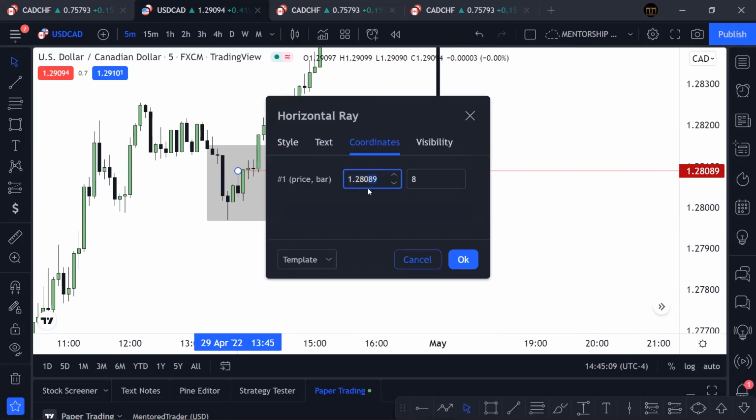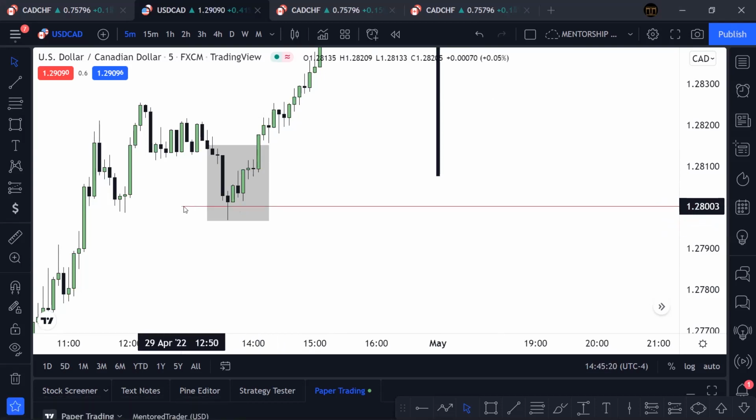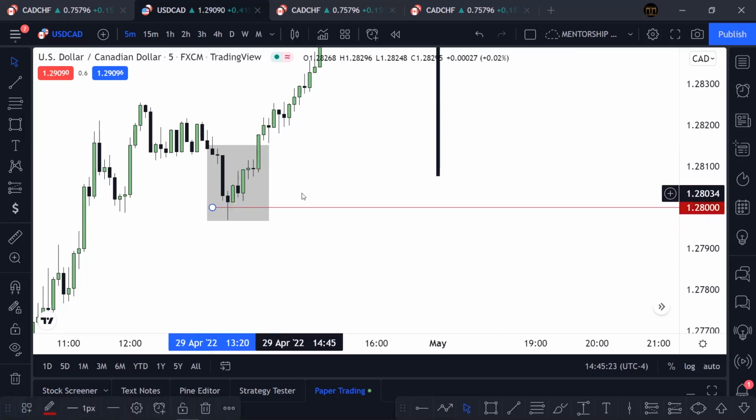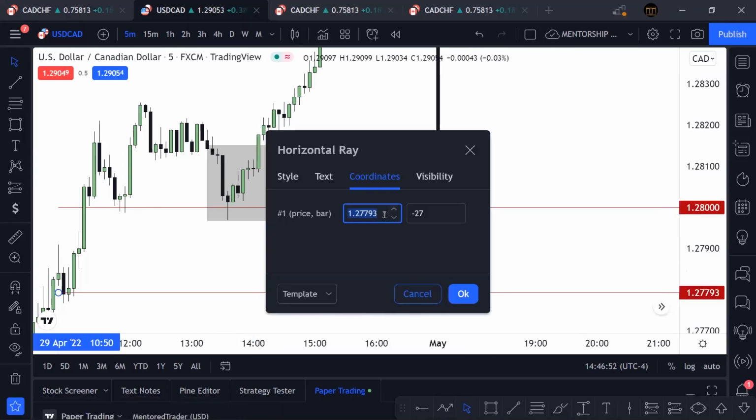I'm going to look for 28.00. There we go. Do we have an institutional candle there on this time frame, 15 minutes time frame? Let's go and see. What price level are we looking for? Let's look for an institutional level there. We want to look for 27.00, or we look for 27.80.